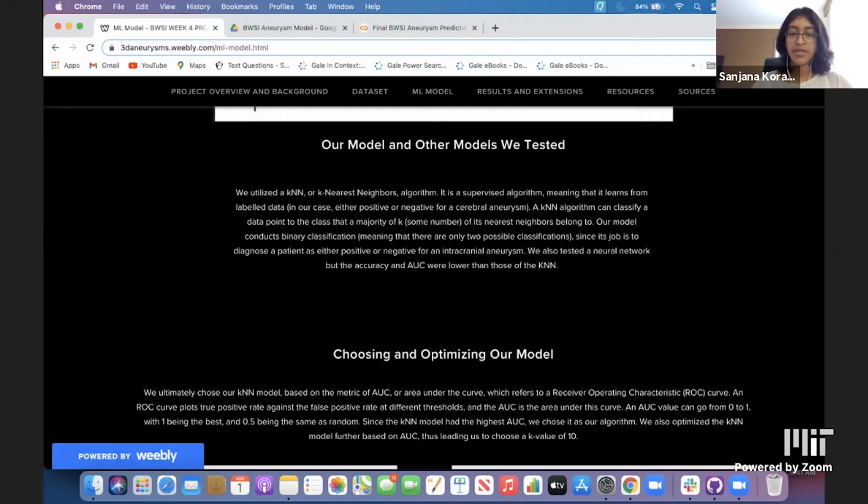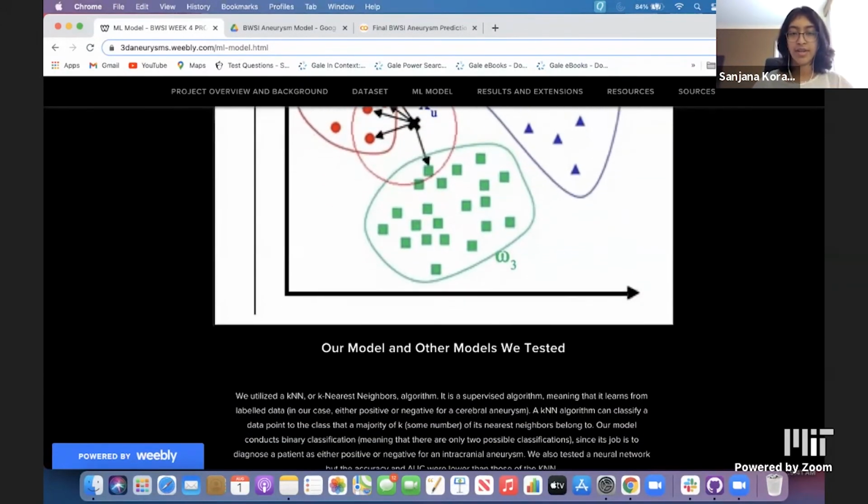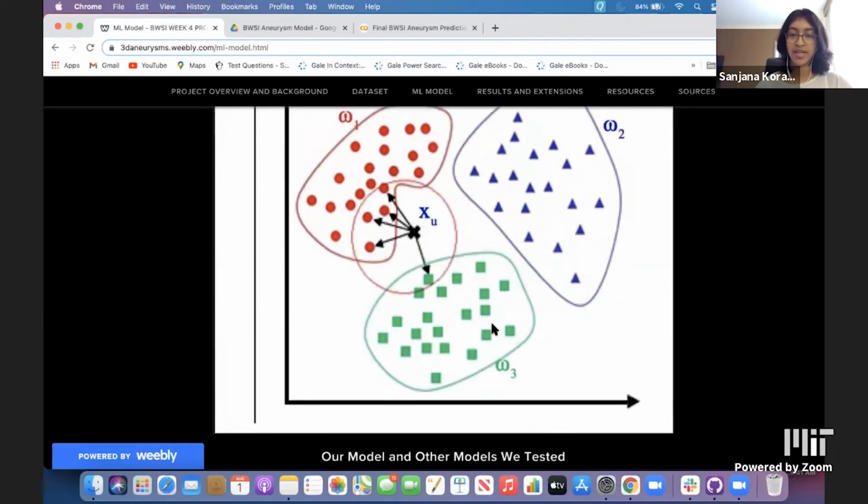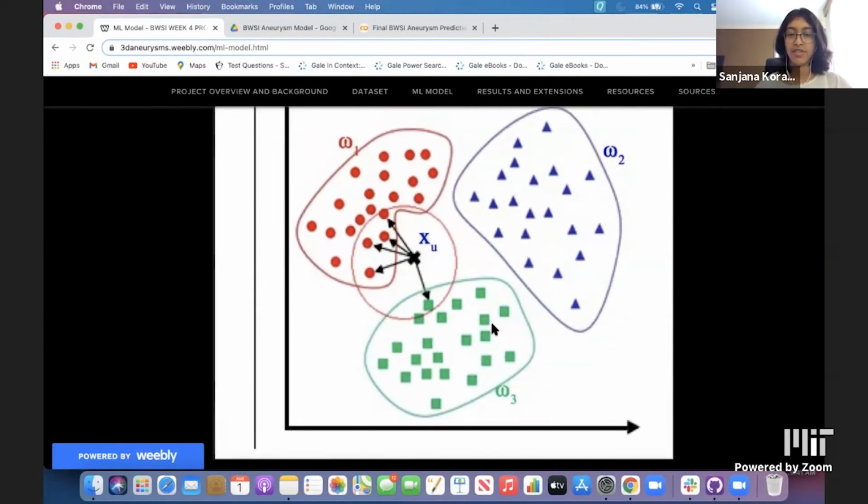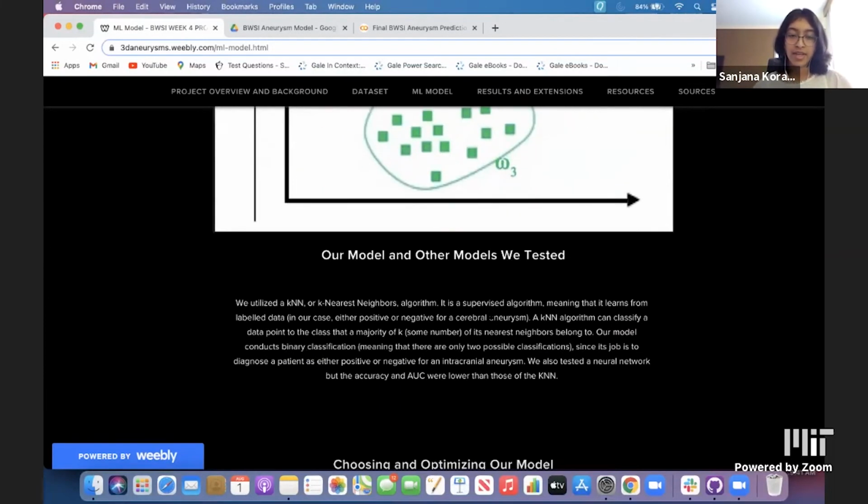For the k-nearest neighbors algorithm, we can see at the top there's a diagram of a simplified version of what the computer was doing to the data. With k-nearest neighbors, there's a k number of nearest neighbors that the data belongs to. Our model conducts binary classification, either positive for an intracranial aneurysm or negative for the intracranial aneurysm. It's a supervised algorithm, meaning that it learns from the labeled data.